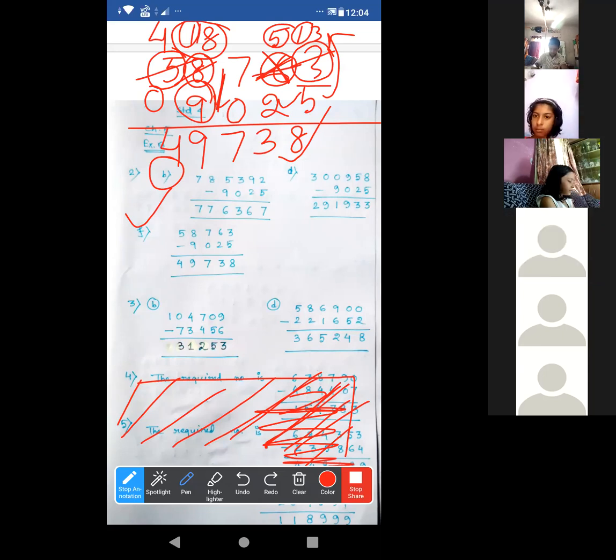In borrowing subtraction, if you can understand one question, then you can easily solve the others. Okay. Complete number D, F. Then I'll explain 3.